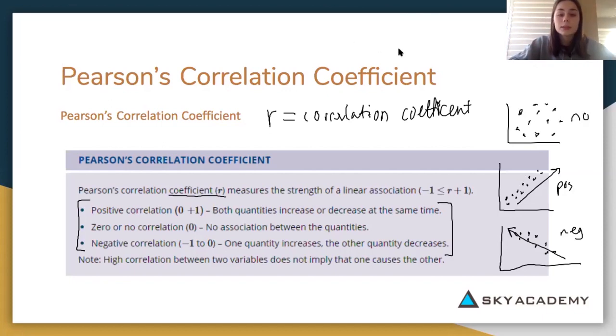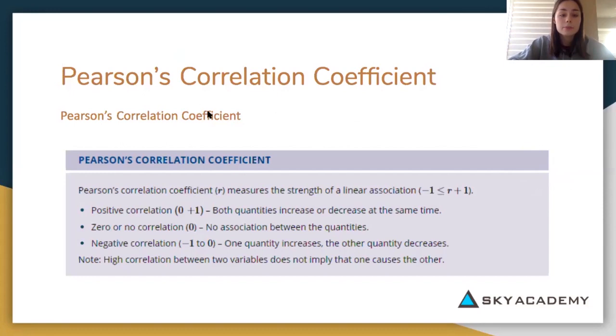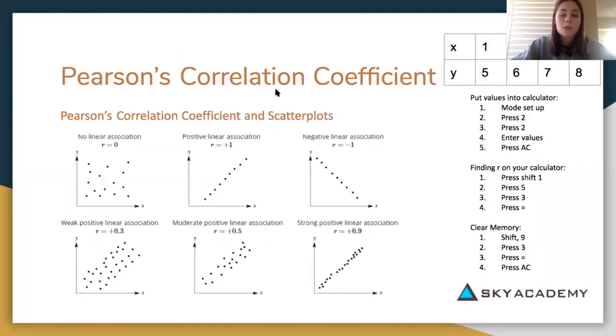Let's have a look at the next slide. So here are some examples for what the correlation could look like. We'll go through each of them. The first one here is when R equals naught. So that means there's no strength between them. There's no relationship between the two variables. They are just scattered throughout the scatter plot wherever.